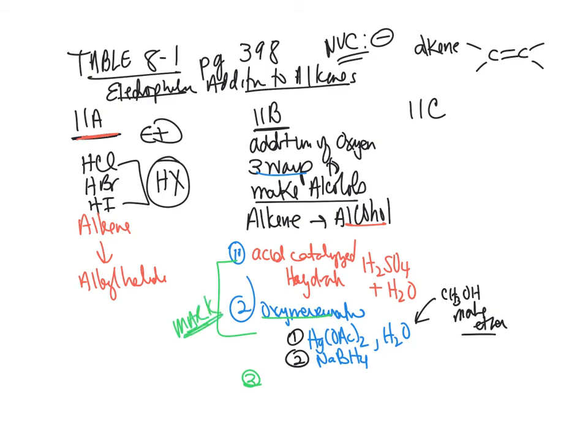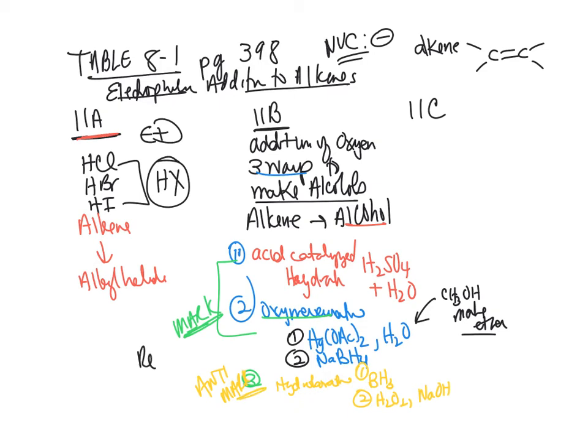And then the third way is going to be hydroboration. Hydroboration, and that's BH3. And then the second thing will be hydrogen peroxide and sodium hydroxide. And that's going to make an anti-Markovnikov product. And it's important to be able to control the regiochemistry.